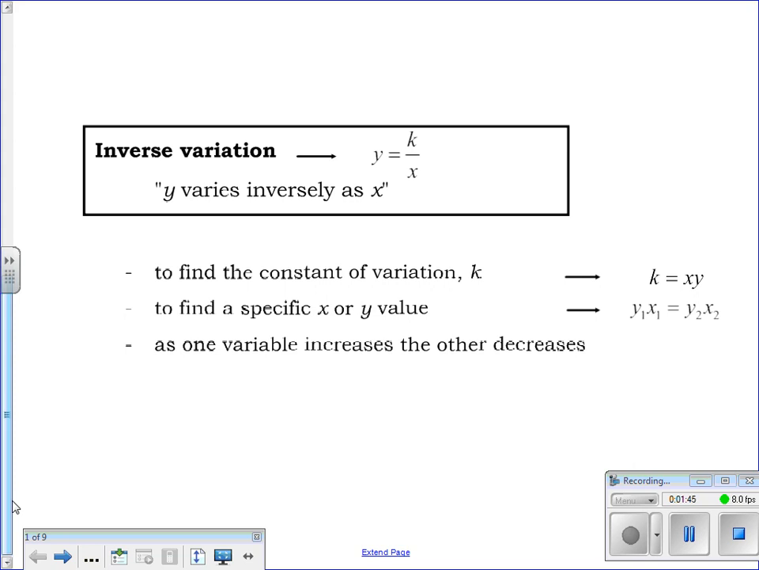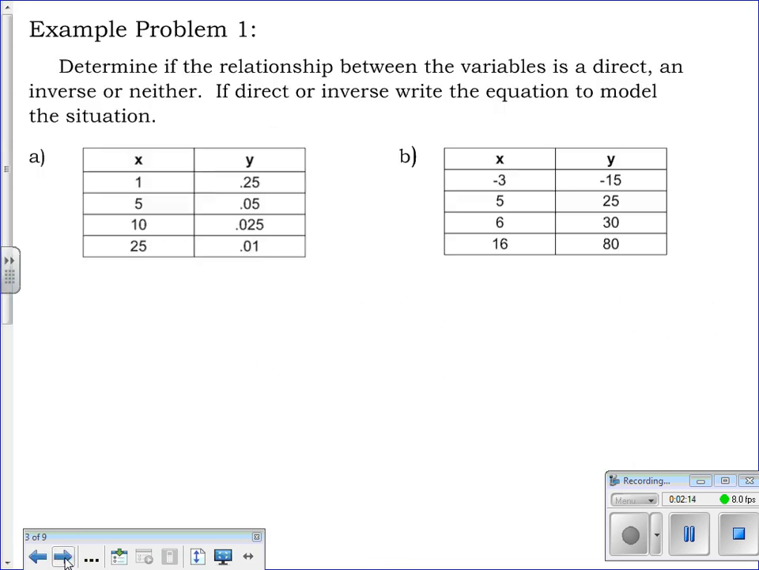The other variations we have are combinations of these, jointly and combined, using more than just two variables. That's the thing that's going to get tricky. You have to keep track of which one's which when you're trying to solve problems. Directly, you're dividing them. Inversely, you're multiplying them.